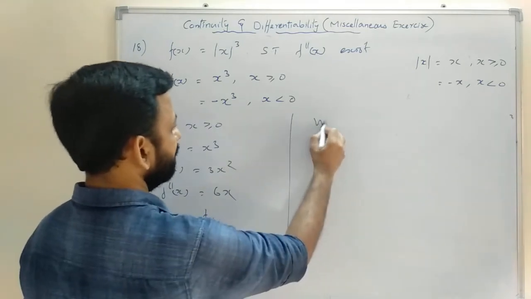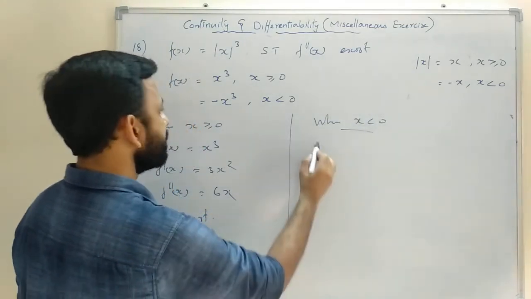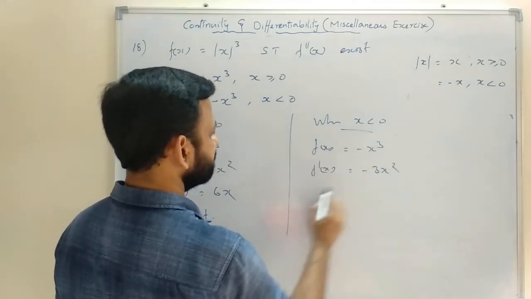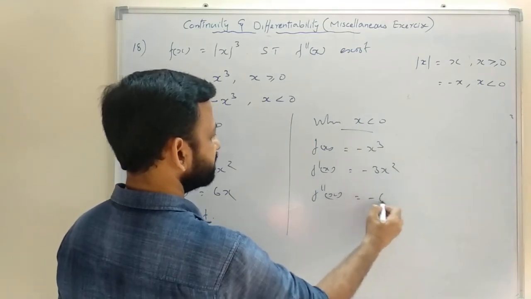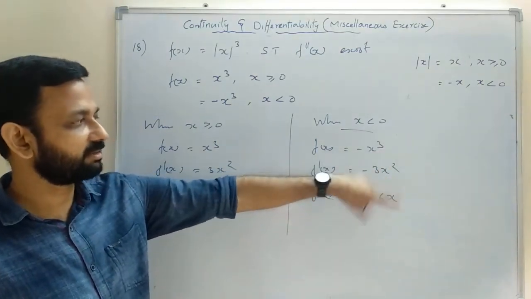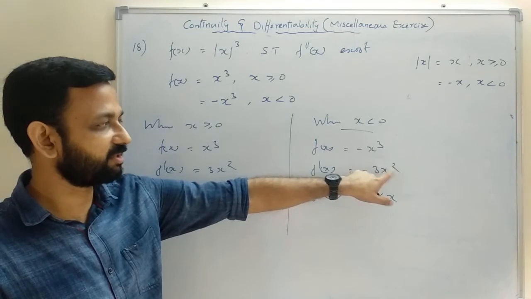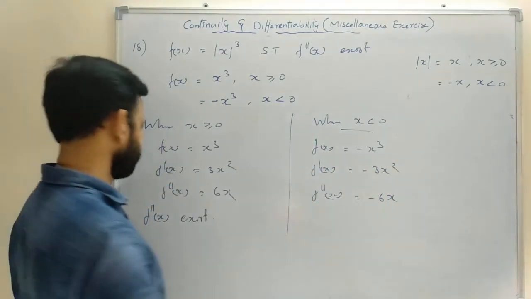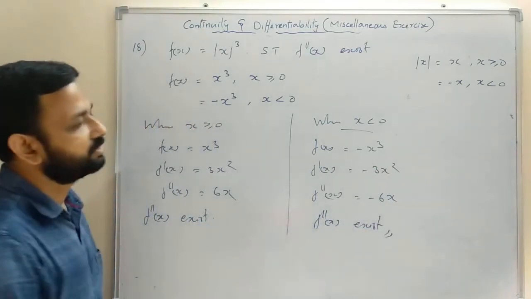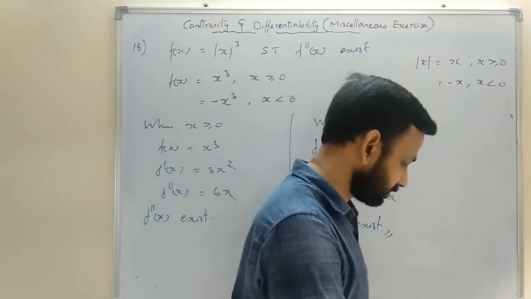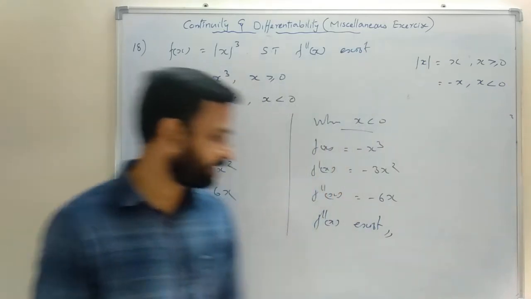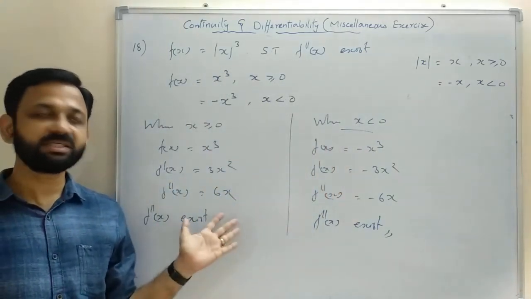Then the second case, when x is less than 0, f of x is equal to minus x cube, f dash x is equal to minus 3x², f double dash x is equal to minus 6x. The derivative of minus x cube is minus 3x², then minus 3 into the derivative of x², that is 2x, so minus 3 into 2x is minus 6x. So we can write f double dash x exists. So we got the result. So that is question number 18. Here we can say f double dash exists.